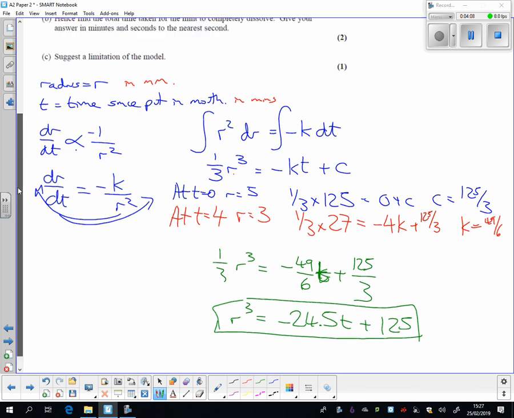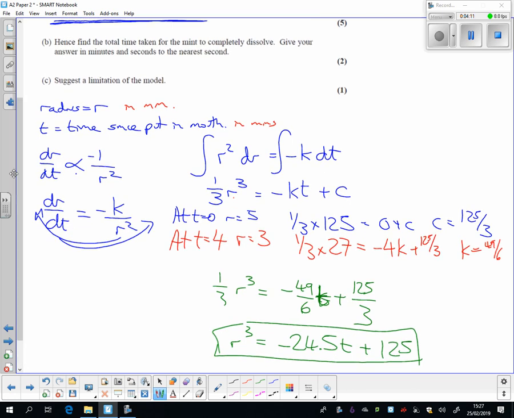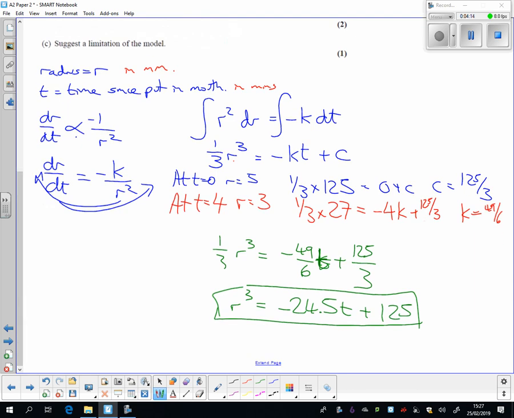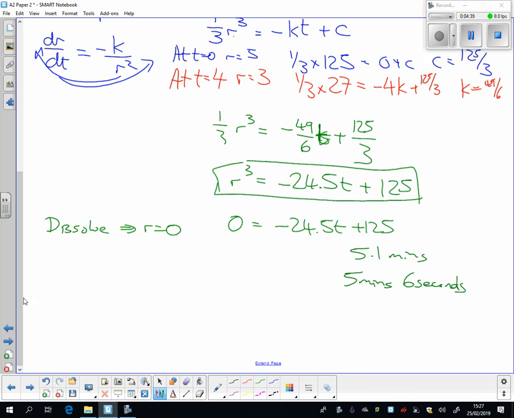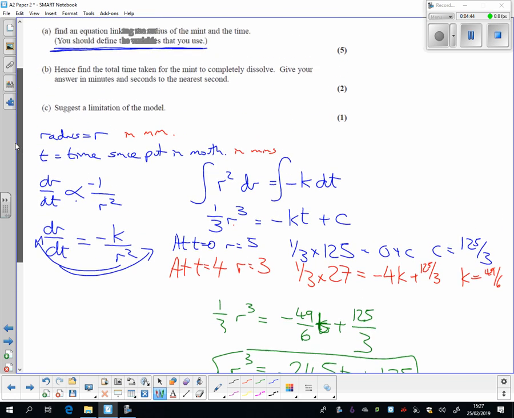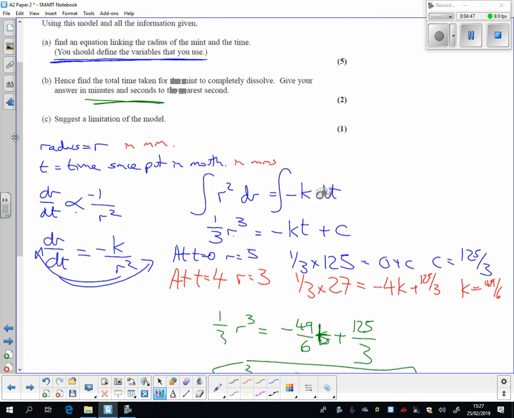Any more to it? Hence find the total time for it to dissolve. For it to dissolve, that means r is equal to 0. So I've put a 0 in here, and I'll just do 125 divided by 24.5, and that's going to give me 5.1 minutes, and I'll convert that to 5 minutes and 6 seconds. Well, 306 seconds maybe. Oh no, 306 seconds doesn't get you the mark, because it does say answer in minutes and seconds.